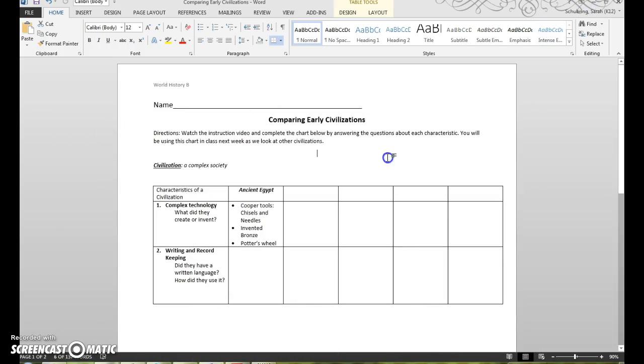So again, today your task is to complete this chart using the website that you were provided. If you have any questions, please ask your history teacher.